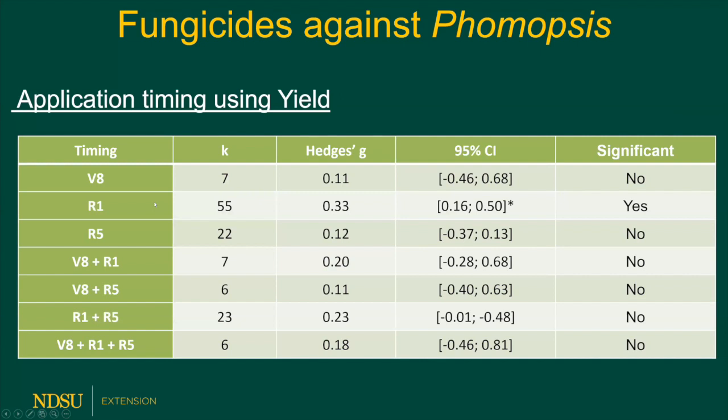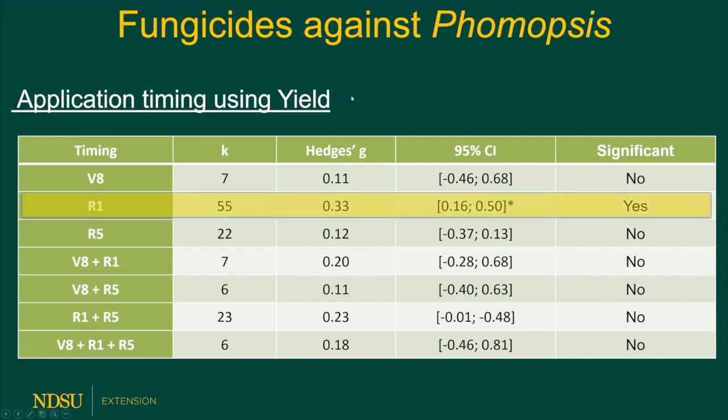This is the exact same setup, but in this case, we're talking about yield. So it's the same question. Do any of these single or combination timings make a difference in yield by managing Phomopsis? And one of them pops up, and it's R1. There's a lot of numbers, a lot of trials here, so the K value is high, so the resolution is also quite good, and it's significantly different.